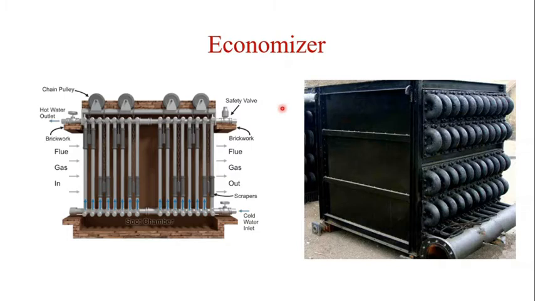On the right hand side we can see the actual economizer which is placed in the thermal power station. These are the water tubes, which are introduced to extract the heat from the flue gases, and at the bottom you can see the inlet of the cold water, as well as the extraction of the hot water, which we will send to the boiler, from the other side.